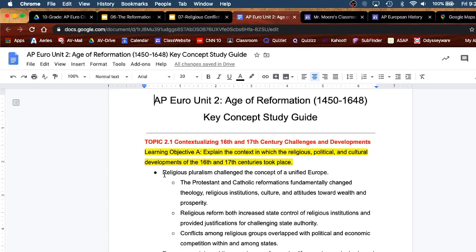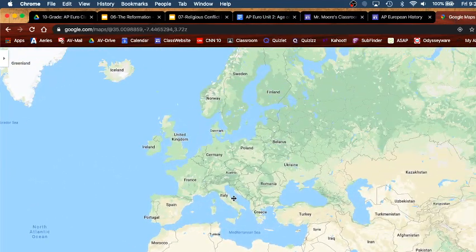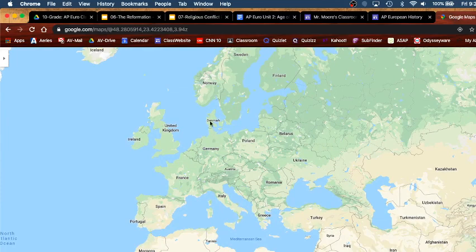For instance, in this first bullet point, it says, religious pluralism challenged the concept of a unified Europe. In my mind, I'm going back and I'm thinking of Europe at this time period. And in my brain, I already know that the people who were living in Western Europe, there was really only one kind of Christian church in Western Europe. And quite frankly, there wasn't a lot of religious pluralism that was going on in Europe at the time. There were some Muslims, but for the most part, by this point, Muslims had been kicked out of Europe and forced to retreat back into North Africa.